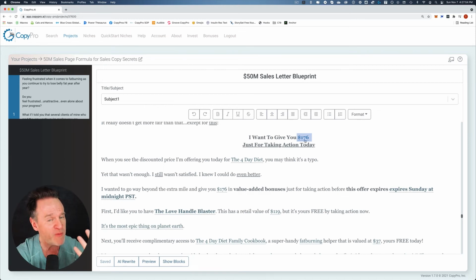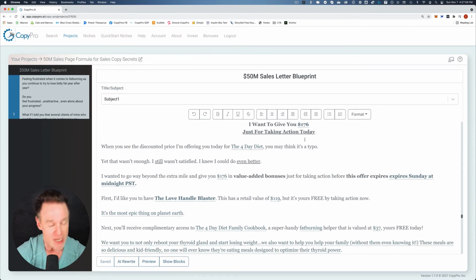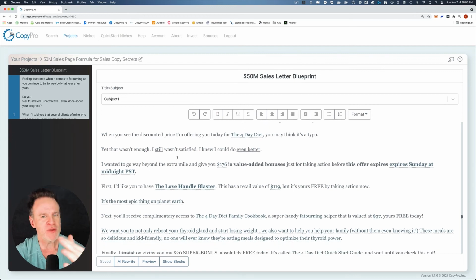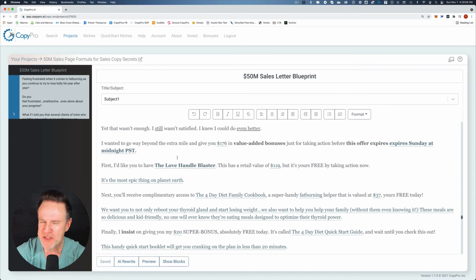So this is a reframe of how to position bonuses. I'm going to give you $176 for taking action today. Pretty cool way of doing that, okay? So when you see the discounted price, you'll think it was a typo. Still isn't enough. I knew I could do better.